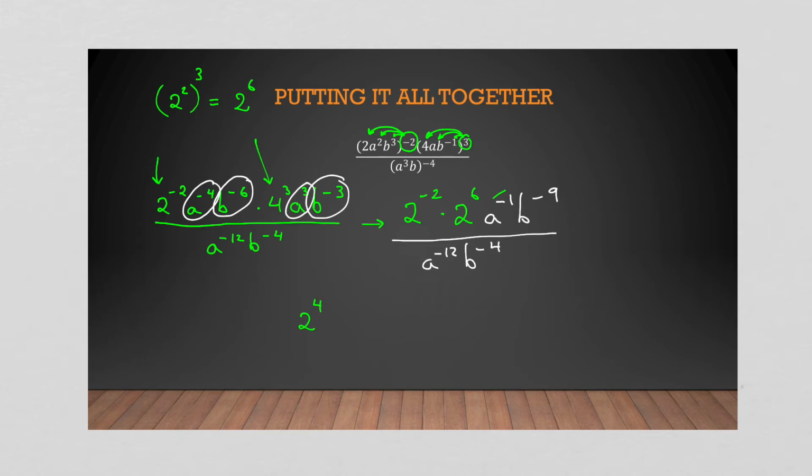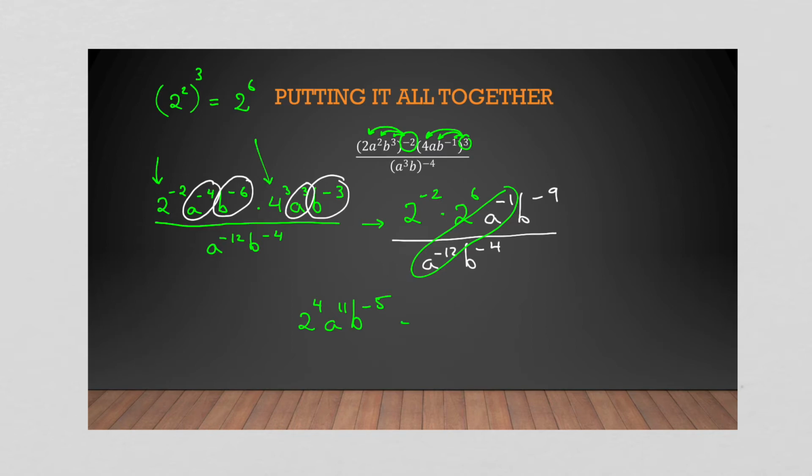And then I will do my division of a common base. And here's where you're going to be careful. Negative 1 minus negative 12 means negative 1 plus 12. So I have a to the 11. And then negative 9 minus negative 4 is negative 9 plus 4. So I have b to the negative 5.